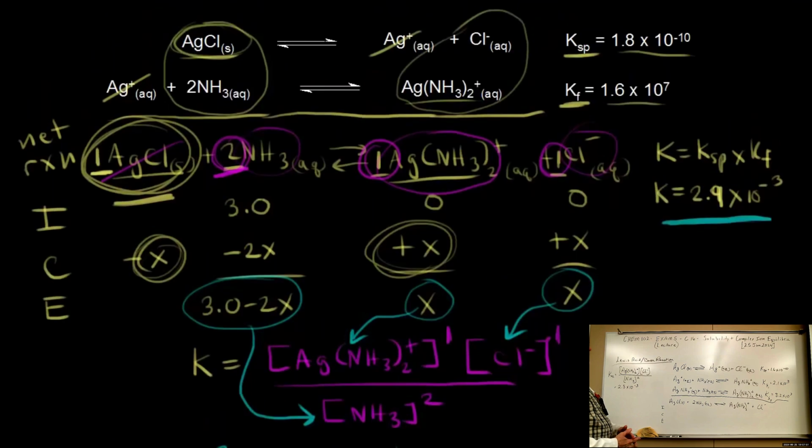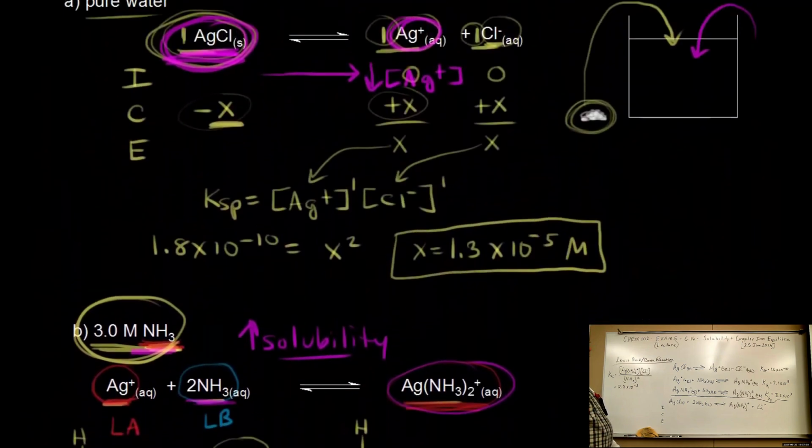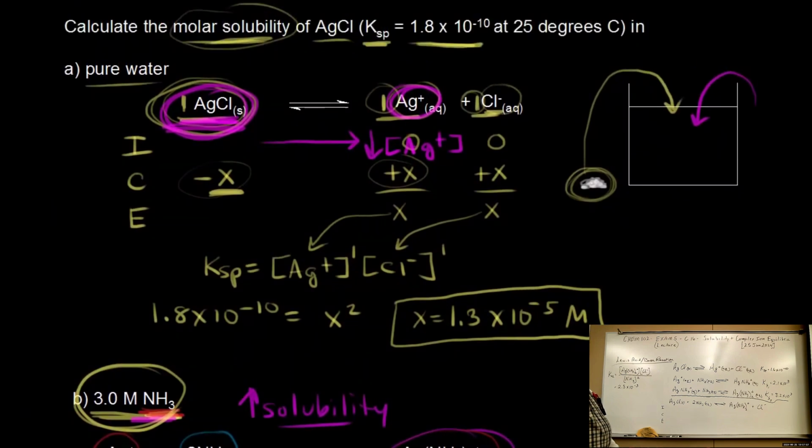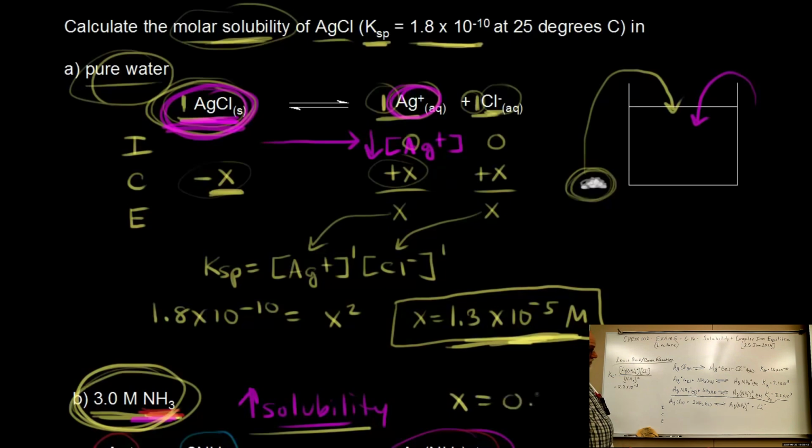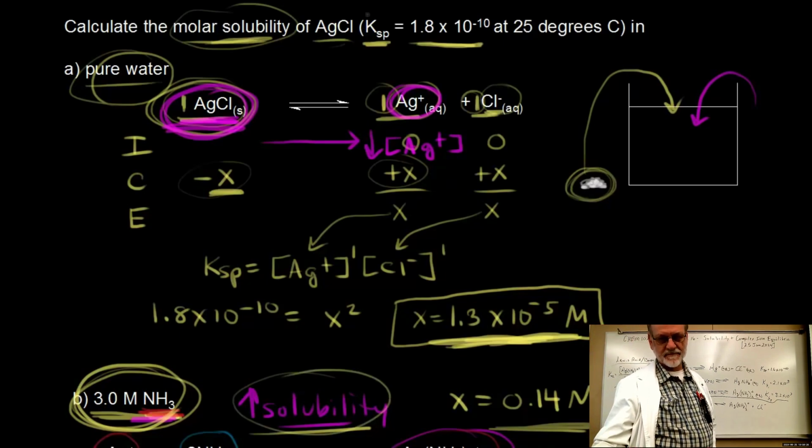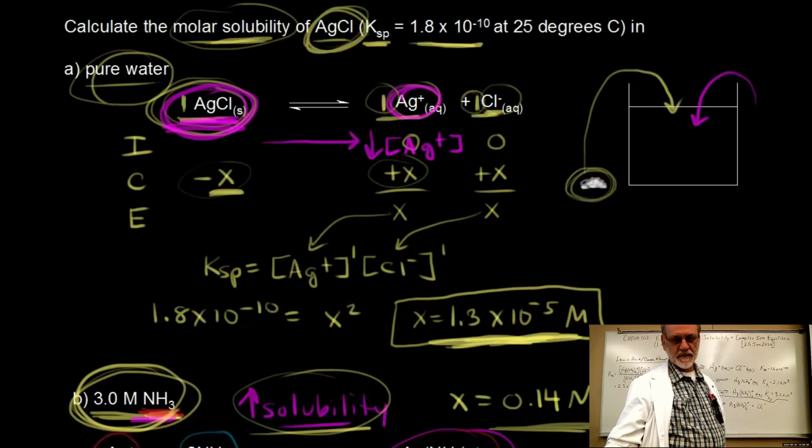Let's go way back up to the beginning and compare the molar solubilities. Right, so in pure water, the molar solubility of silver chloride is 1.3 times 10 to the negative 5 molar, which isn't very soluble at all. But now we have ammonia present. We've increased the solubility, and we just calculated the molar solubility is 0.14 molar. And obviously 0.14 molar is a lot larger than 1.3 times 10 to the negative 5. So the formation of a complex ion increased the solubility of our slightly soluble compound, silver chloride.